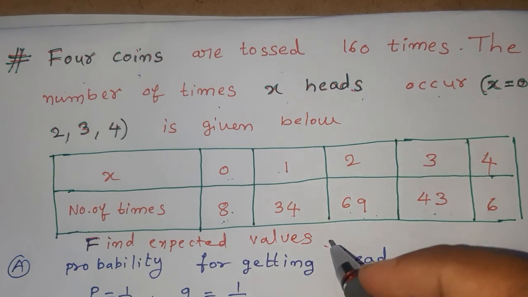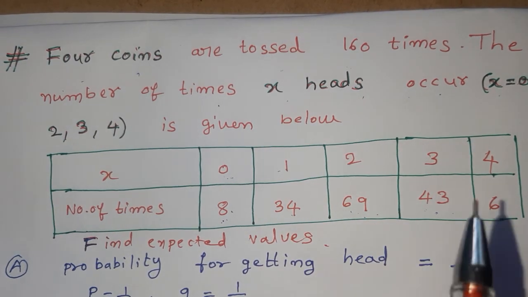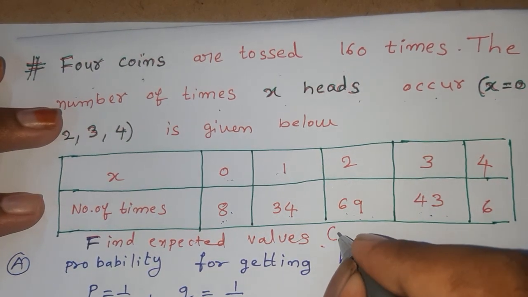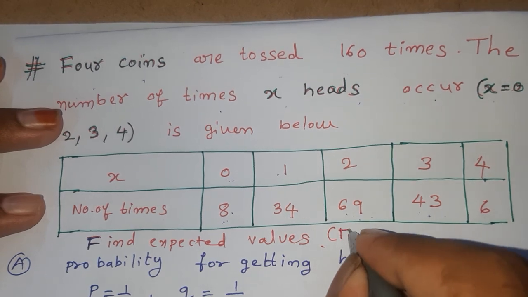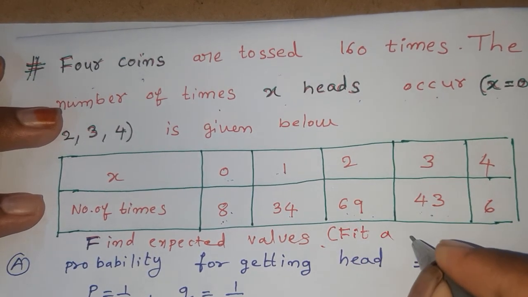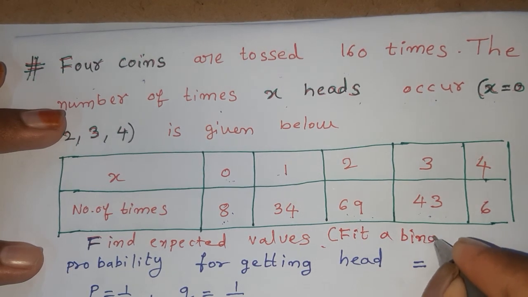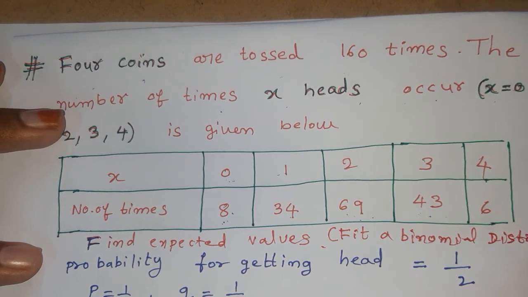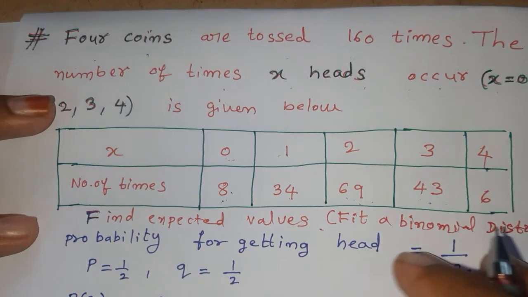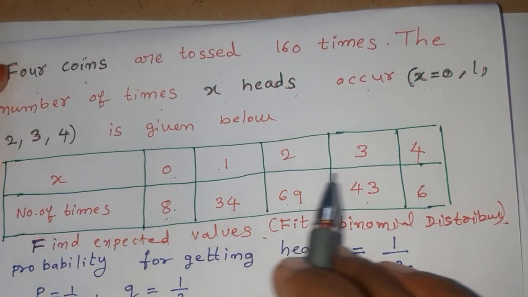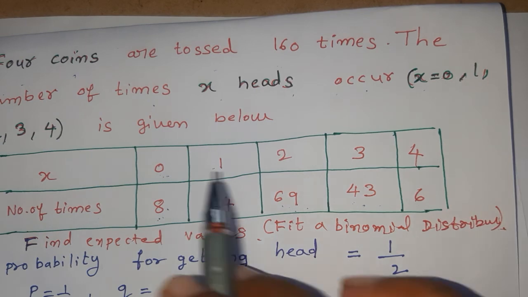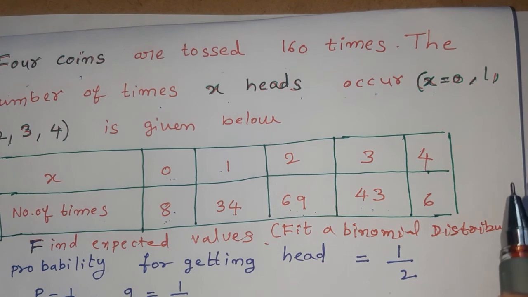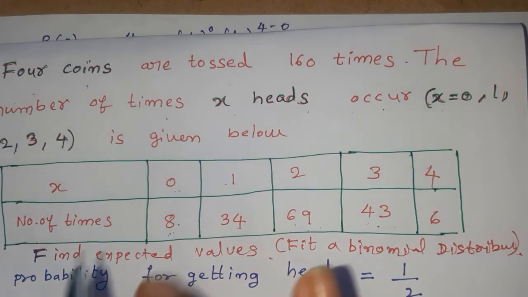The problem may be asked like this: fit a binomial distribution to the data. Maybe in this way we may ask, that is, fit a binomial distribution for the given data, or find expected values. We may ask in any way.